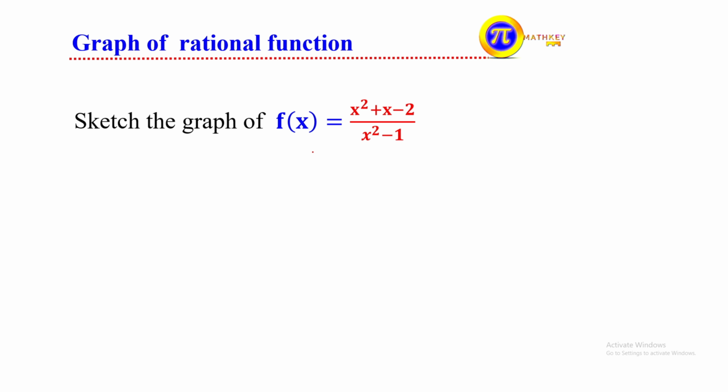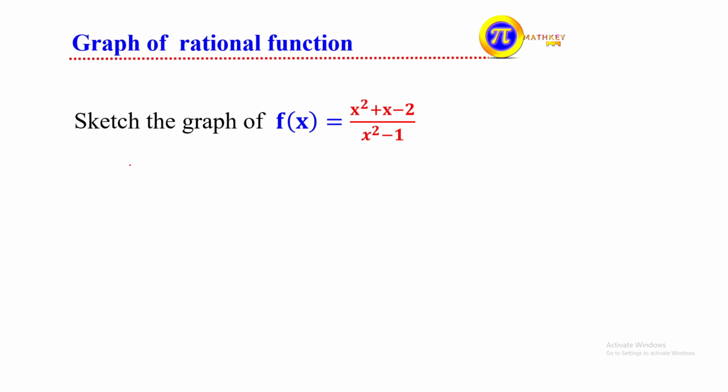It says sketch the graph of f of x is equals x squared plus x minus 2 over x squared minus 1. To sketch this, we need different cases. First you will try to restrict your domain, and if it is possible you will try to factorize the numerator. You will try to find what? Numerator and denominator common factor, if you have one, you will try to find that.